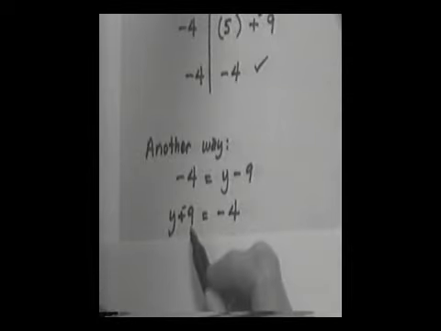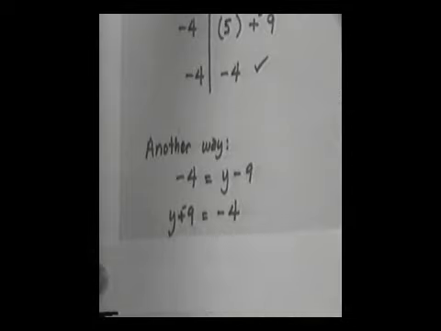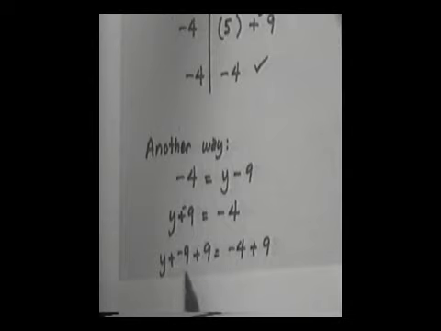To get the y by itself, we realize the subtract 9 means add -9. To eliminate this -9 that is being added, we add its opposite. The opposite of -9 is 9. And so we add 9 to both sides of the equation. Y plus -9 plus positive 9 equals -4 plus positive 9.